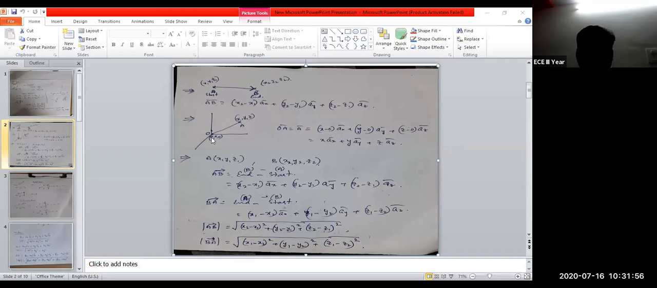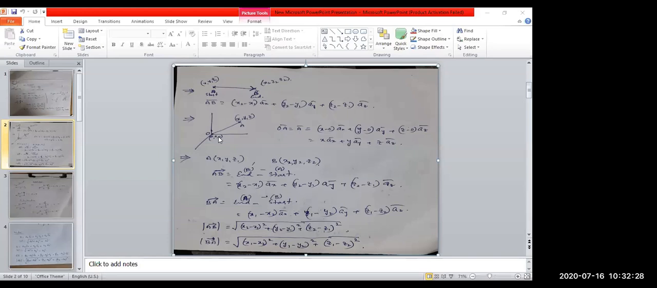So here, if it is 0, 0, 0, 0 means starting at O and ending at A bar. Such vectors, position vectors, can also be called A bar. If it starts at point 0 and ends at another point, either we can call it OA bar or we can call it A bar. Why are we calling it A bar? Because the starting point is the origin.